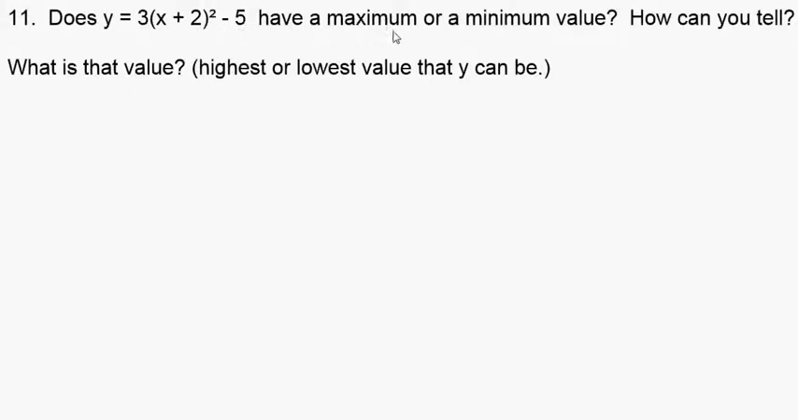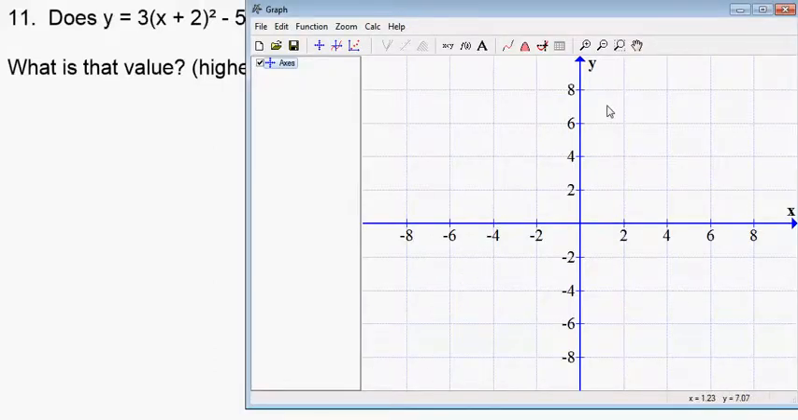First of all, the question is, does it have a maximum or a minimum value? Every quadratic equation has to have a maximum or a minimum value, and that maximum or minimum value actually occurs at the vertex, which we can find from our vertex form.